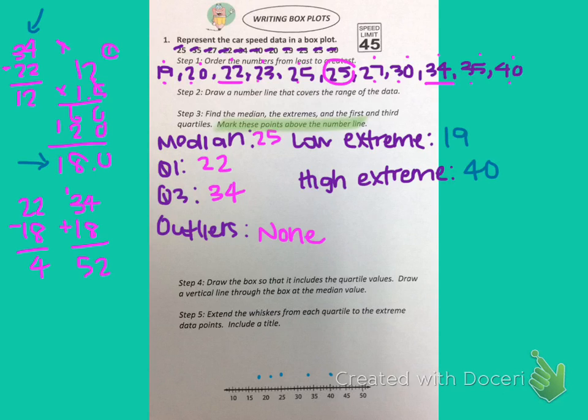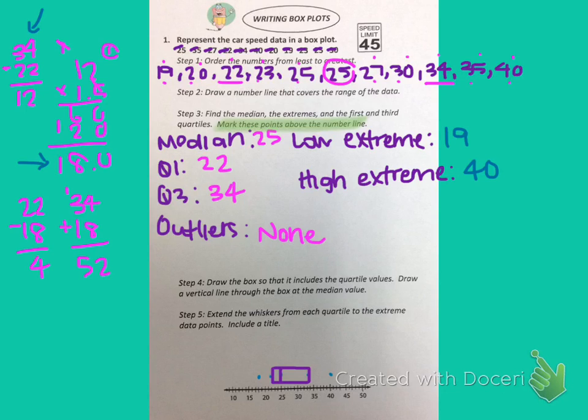Now we can go to step 4, which is to draw the box so that it includes the quartile values. So here's what we do. We are going to draw a box from quartile 1 around the median to quartile 3. And then we're going to put a vertical line through the median right there.